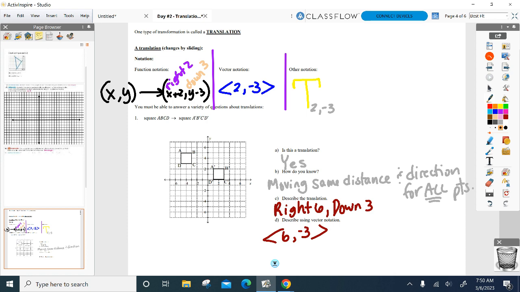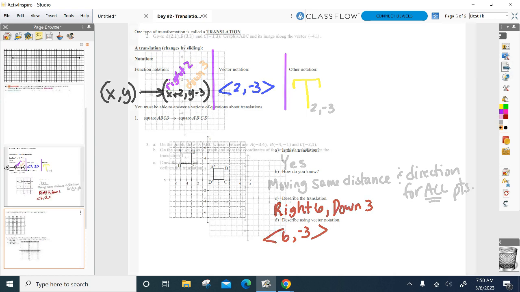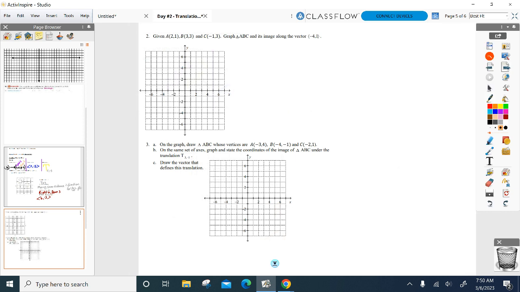Questions? Anything? All right, let's keep grinding. All right, given triangle ABC, let's throw it on a graph. Graph its image. Two, 1. 3, 3. Negative 1, 3.